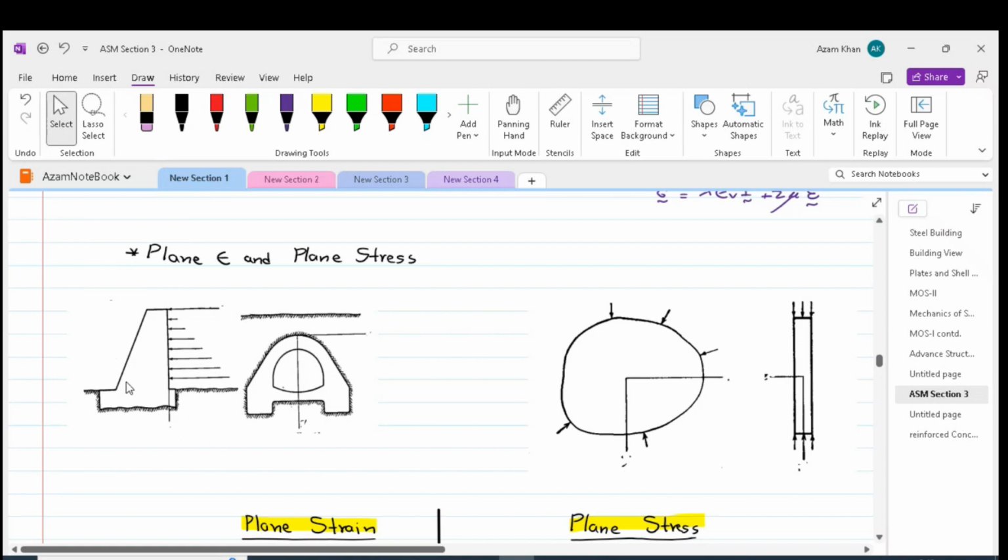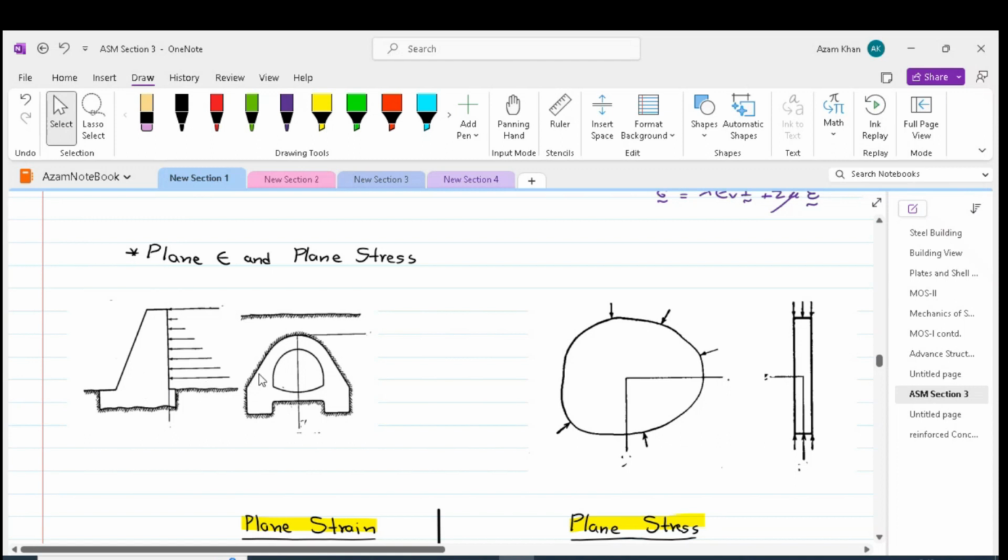This means that in the dimension which extends infinitely, there is no strain or deformation. Plane strain problem is an approximation where the length of the structure is much greater than the other dimensions.